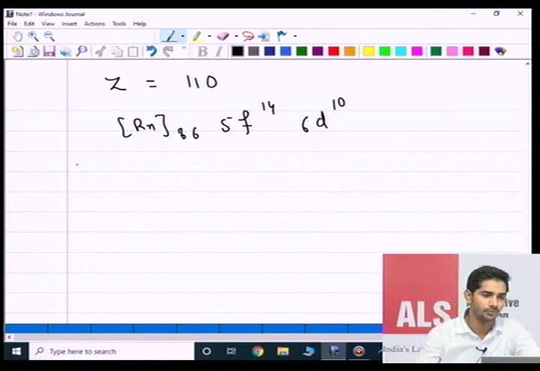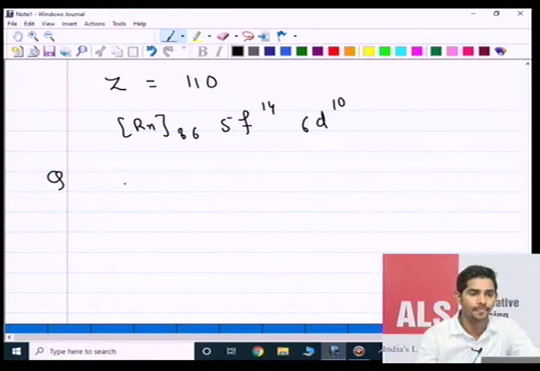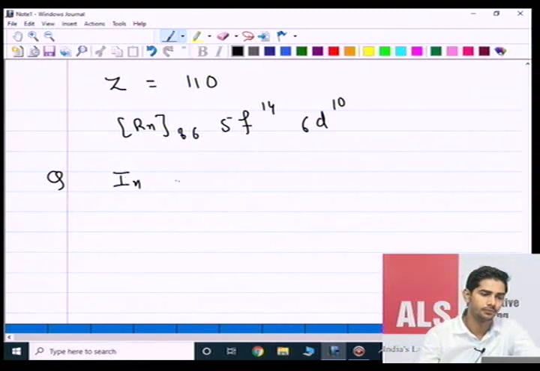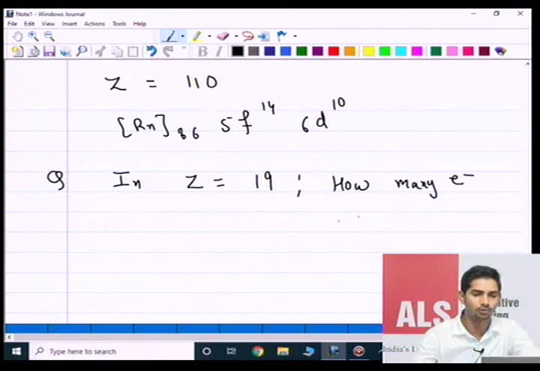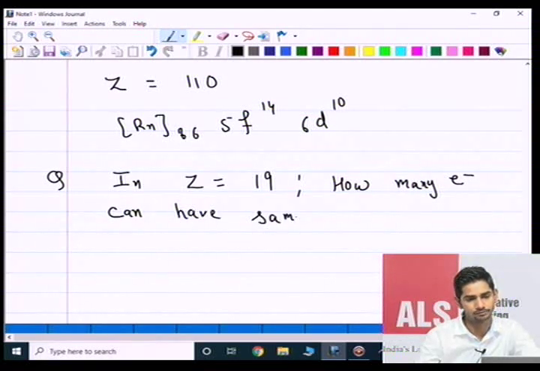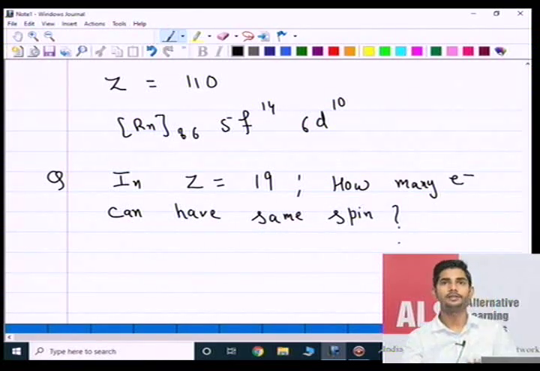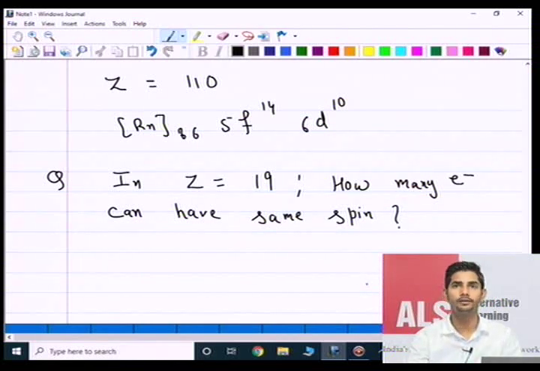Now, if I say there is another question: in Z equal to 19, how many electrons can have the same spin? Guys, copy this question. I'll give you a few hints on how to attempt these kinds of questions.